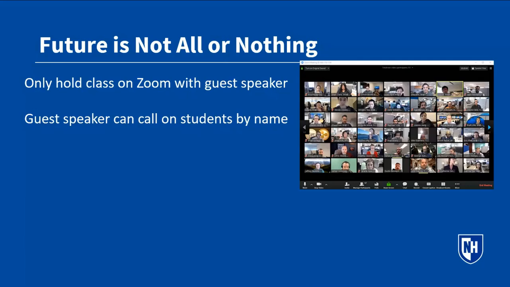And I had the students make name tags, but it just wasn't the same. And it was hard for him to read the name tags, even though we made them in big font. And so next fall, when I teach that class, I'm going to hold that one session on Zoom because it really benefited that he could call on everyone. And so, again, having that one session of a face-to-face class on Zoom.